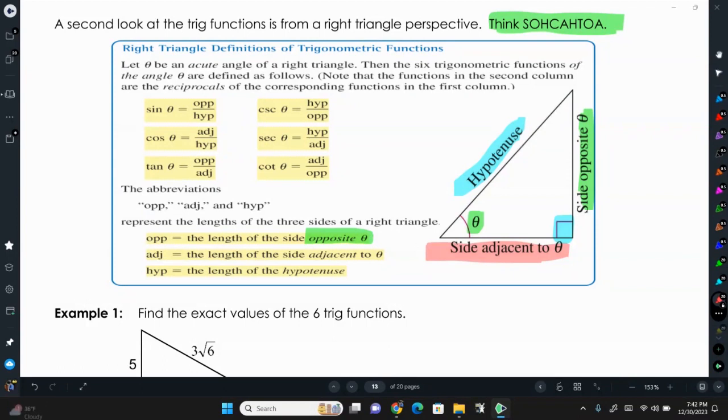So it does depend on if I'm talking about this angle down here that I highlighted, or if I talk about this angle up here, some of these values change, and that's what we're really going to focus on today and tomorrow, is how can we relate the two with each other.